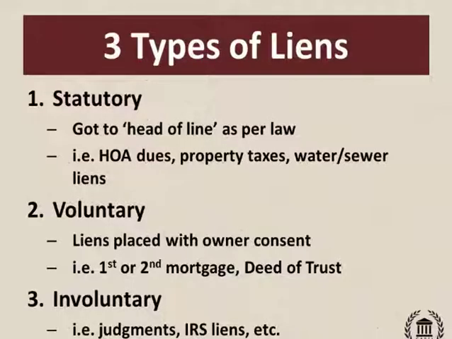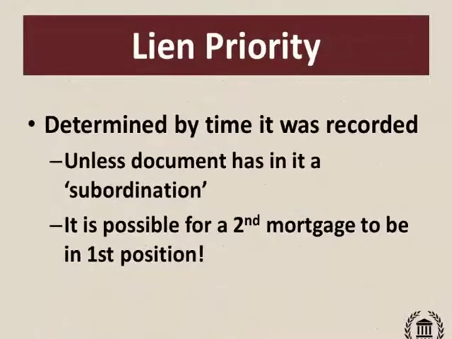Involuntary liens, such as judgments and IRS liens. Now, voluntary and involuntary liens are first in time, first in right. That means the order or priority of the lien is based upon the time it was recorded, unless the document has in it what's called a subordination. You should be on the lookout for that when you do your title searches for your foreclosure properties.